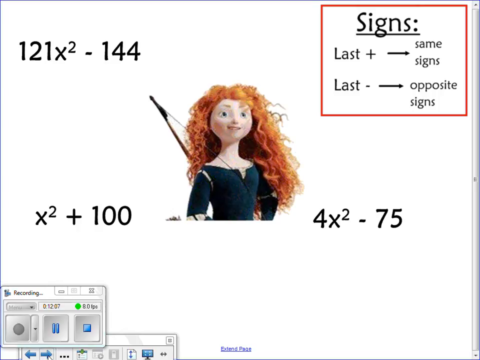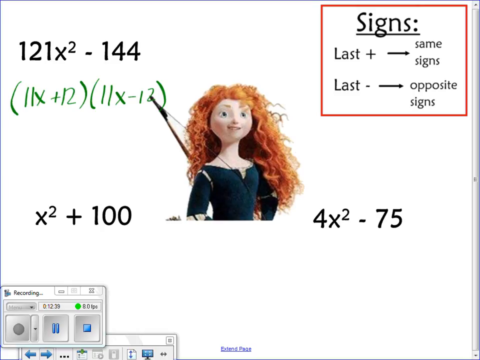121x squared minus 144. I would expect you to recognize your difference of squares up to 12 squared. That's 11 and 12. So square root of this is 11, square root here is 12. So how's the factor? 11 what? 11x? A lot of people forget it. I just want to make sure we're not losing it.